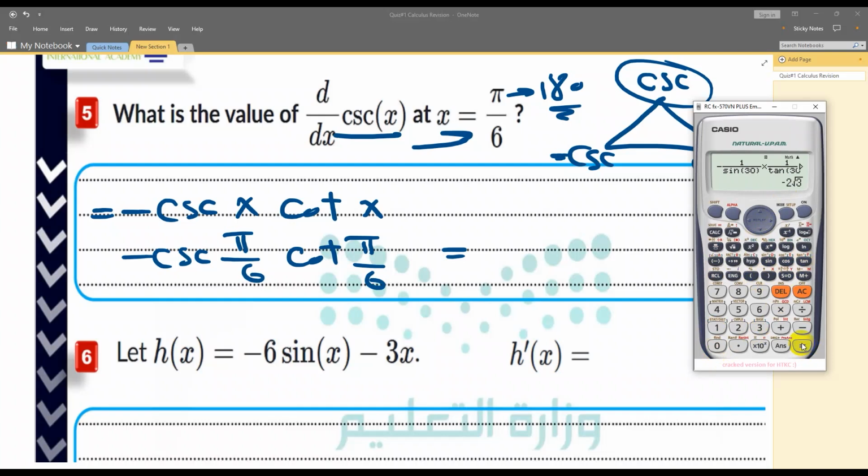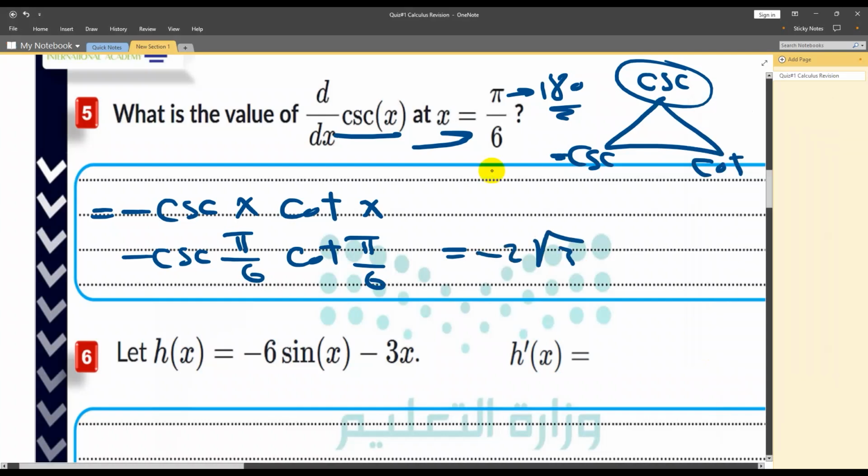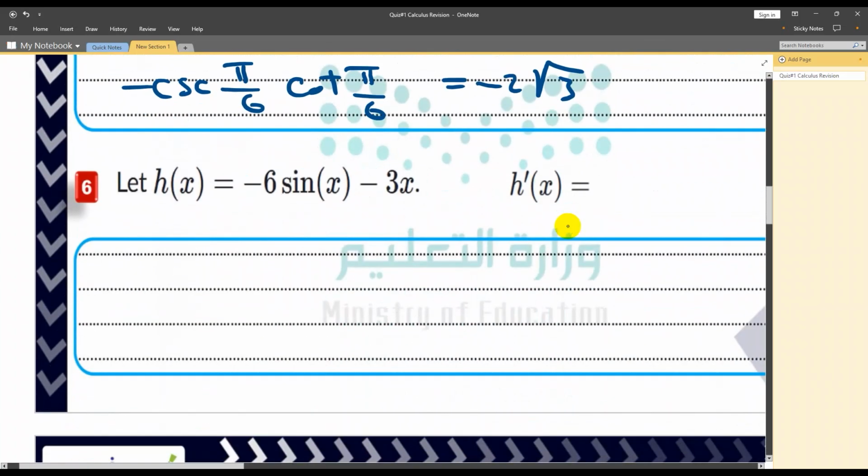Okay, and let's calculate the answer. It will be -2 root 3. This is your final answer. If you want to keep it with pi, you have to change your calculator to be in radian mode. Okay, let's continue. -6 sine x, the derivative of sine is cosine, and the derivative of -3x will be -3.